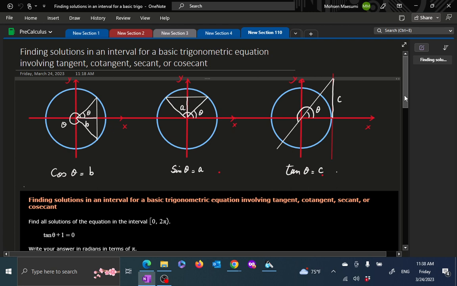Hi, welcome to our pre-calculus. The topic today is finding solutions in an interval for a basic trigonometric equation involving tangent, cotangent, secant, or cosecant.